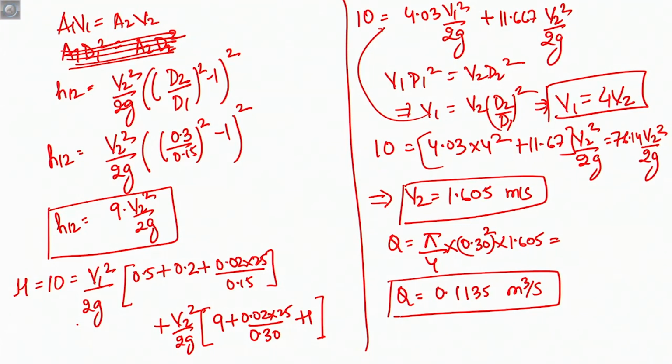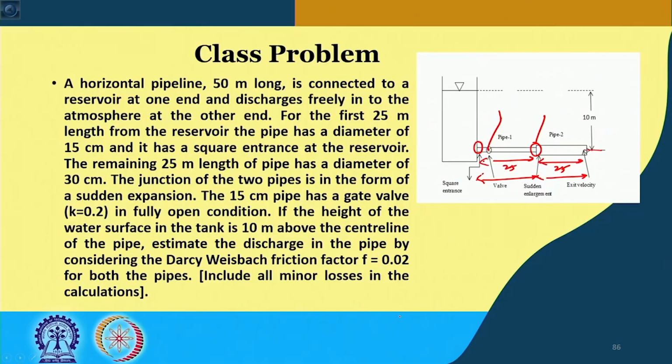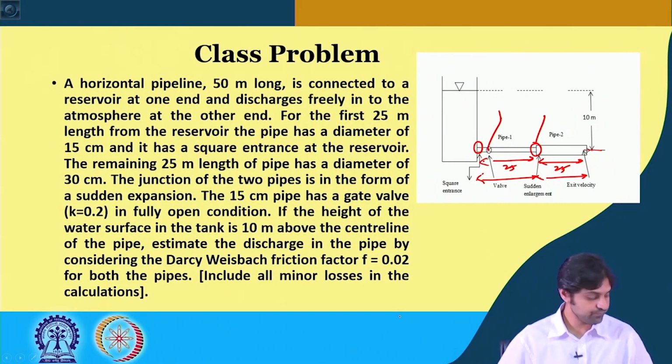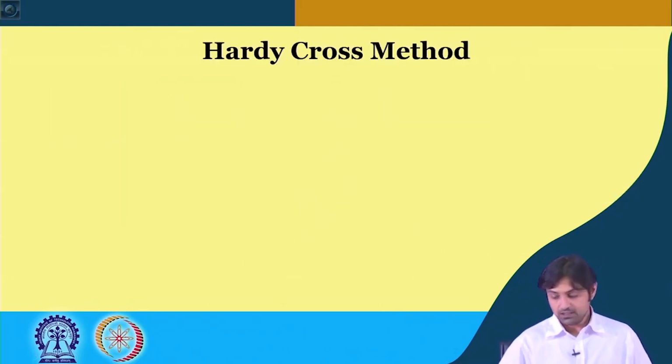Alright, so you see how we have applied the principles of major and minor losses and the equation of continuity to solve such a complex problem like this. Alright, so we go back and we are going to start what we promised, the Hardy-Cross method.